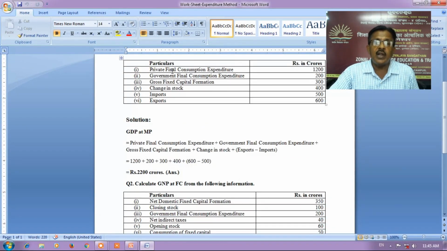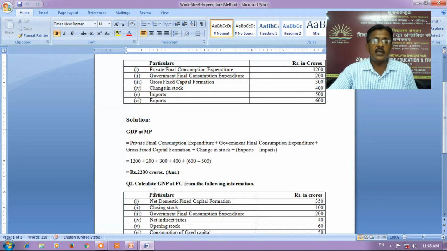1200 is the private final consumption expenditure, government final consumption expenditure is 200, gross fixed capital formation is 300, change in stock is 400, and exports are 600 minus imports 500.